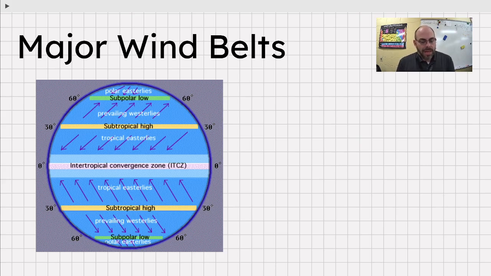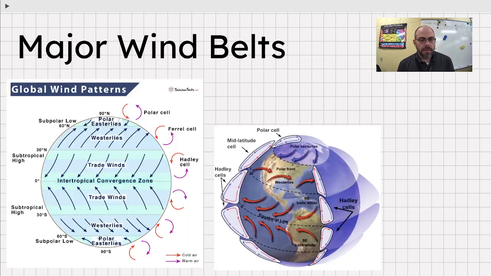So these are the major wind belts. You have the Hadley cells. Actually, let's just use this picture. It's better. The Hadley cells from 0 to 30: warm air rises at the equator, and it sinks at around 30 degrees north and south. These winds are called the trade winds. They're called the trade winds because a lot of trade between Europe and North America used the trade winds to get from Europe to North America or even South America as well.